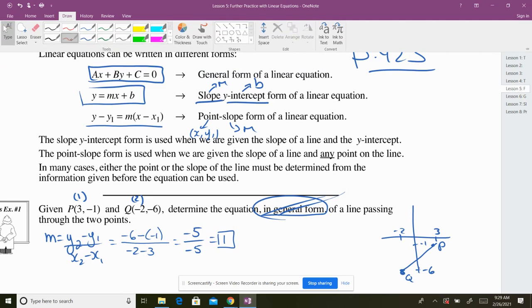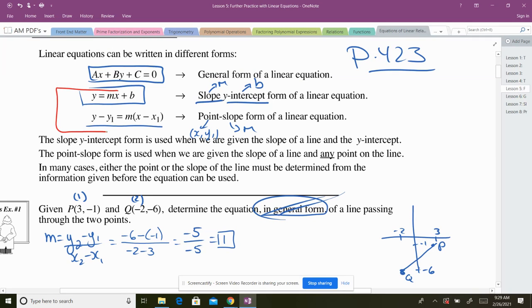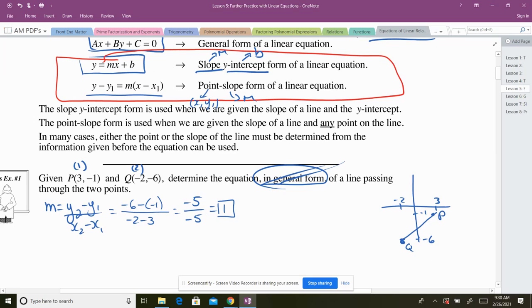So I know the slope. What other pieces of information do I know? I know a point. I know 2 points, actually, but I know a point. So if I know the slope and I know a point, which equation do you think you want to use? Exactly. It tells you, right? You might as well use the one that is point slope.